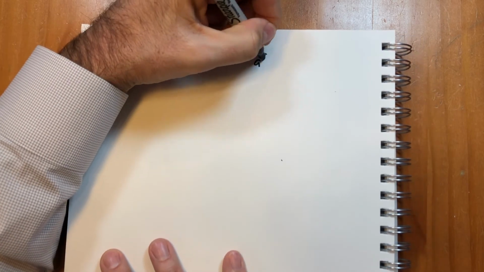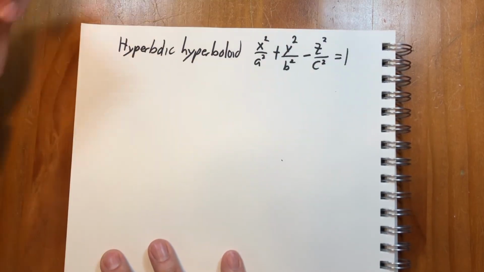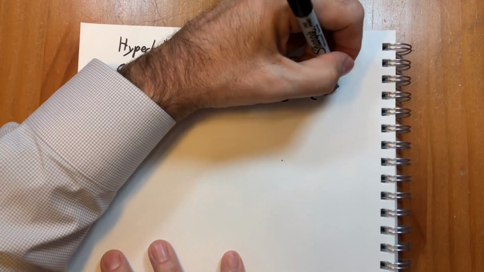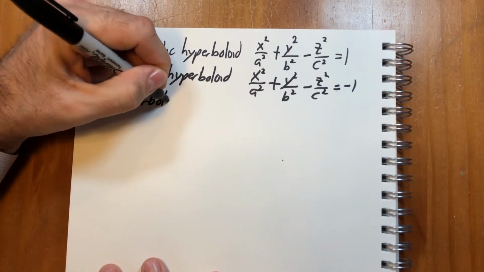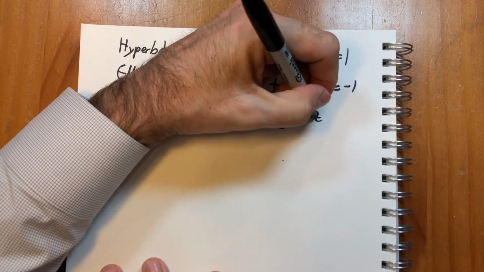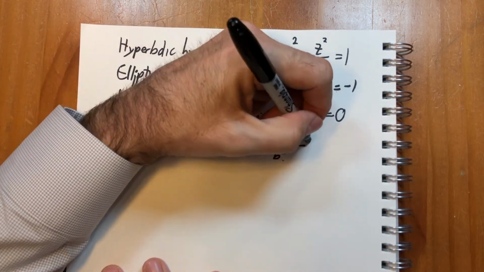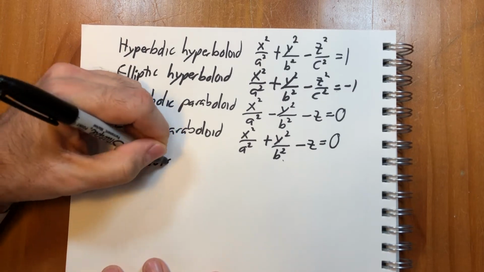There's the hyperbolic hyperboloid, the elliptic hyperboloid, the hyperbolic paraboloid, the elliptic paraboloid, and the ellipsoid.